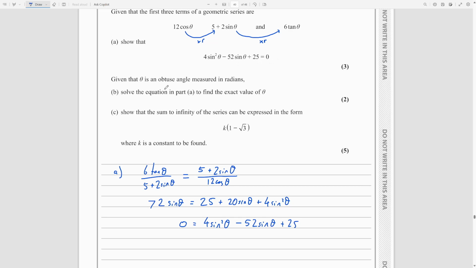Part B. Given that theta is an obtuse angle measured in radians, okay, an obtuse angle in degrees is between 90 and 180. So in radians, it's somewhere between pi over 2 and pi.